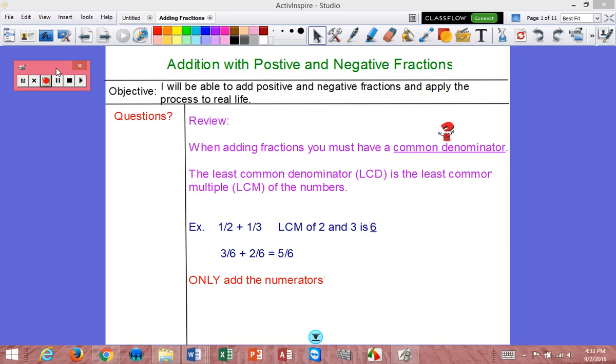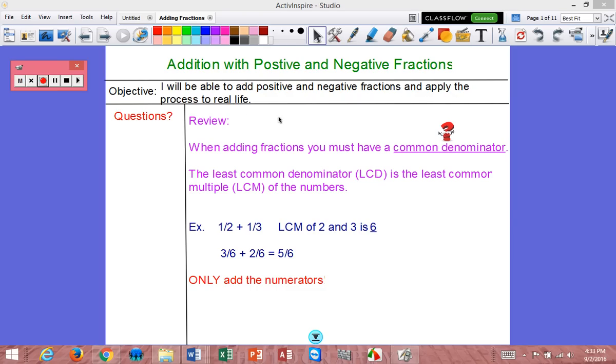Hey everyone! Alright, today's video is going to be about adding fractions, and in this video we are going to talk about adding with positive and negative fractions. So your objective: I will be able to add positive and negative fractions and apply the process to real life.